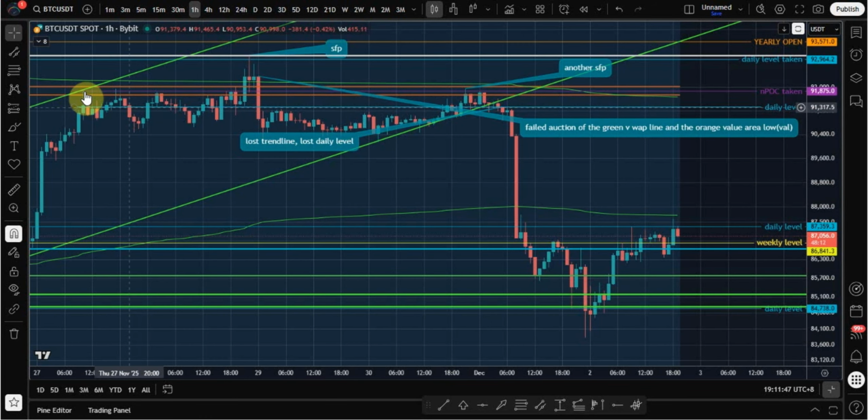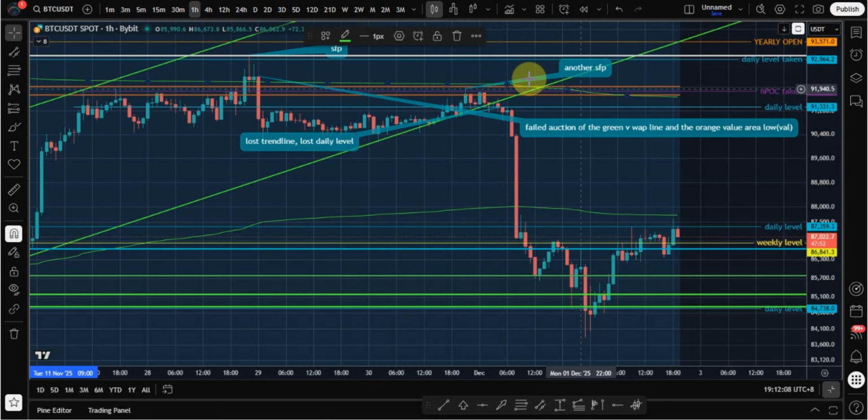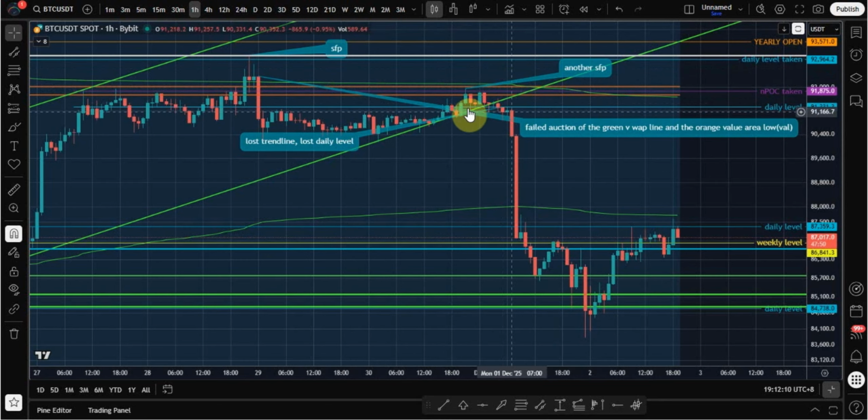The naked POC was used multiple times. Price broke above, formed a SFP of the daily level, and also a failed auction of the VWAP line and the VAL. It chopped along under resistance, then went and formed another SFP at the VAL orange line and the naked POC level. Price then lost the trend line and the daily level. These were all times you could have taken a short.